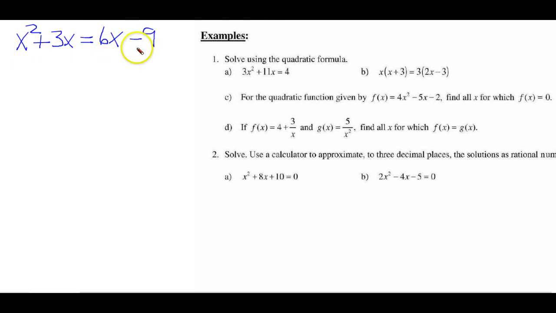Now again, that's not in standard form. So our next step, put it in standard form. Bring this over, this becomes a negative 3x, and this becomes a positive 9. And that equals 0.